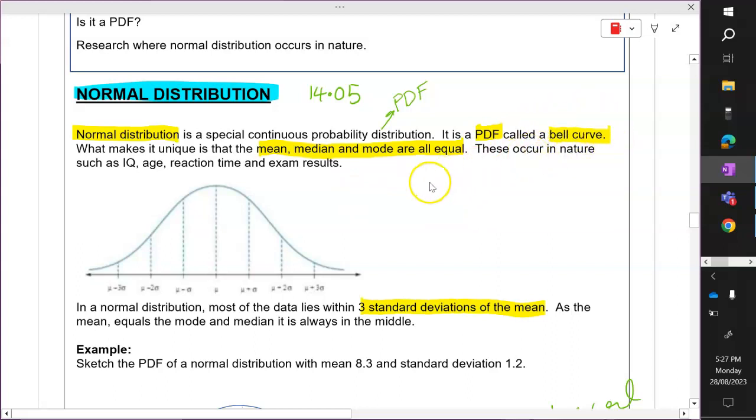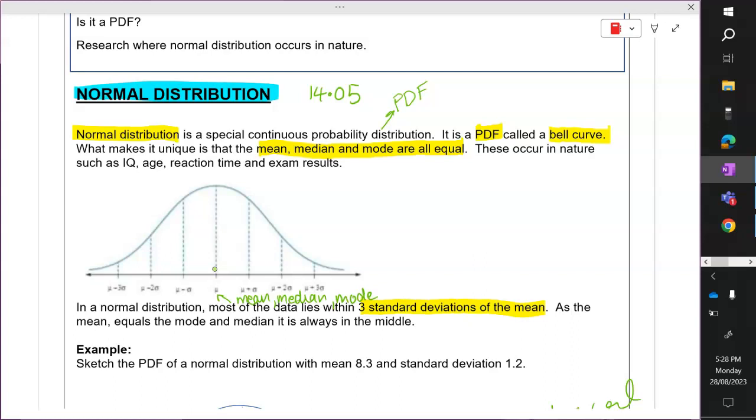And what makes this really special is the mean, the median, and the mode are all equal. And we know that the mode is the most common and it's the highest point on that curve. So this little point here in the center, or the value down the bottom here that relates to that, is our mean, our median, and our mode for that kind of graph.